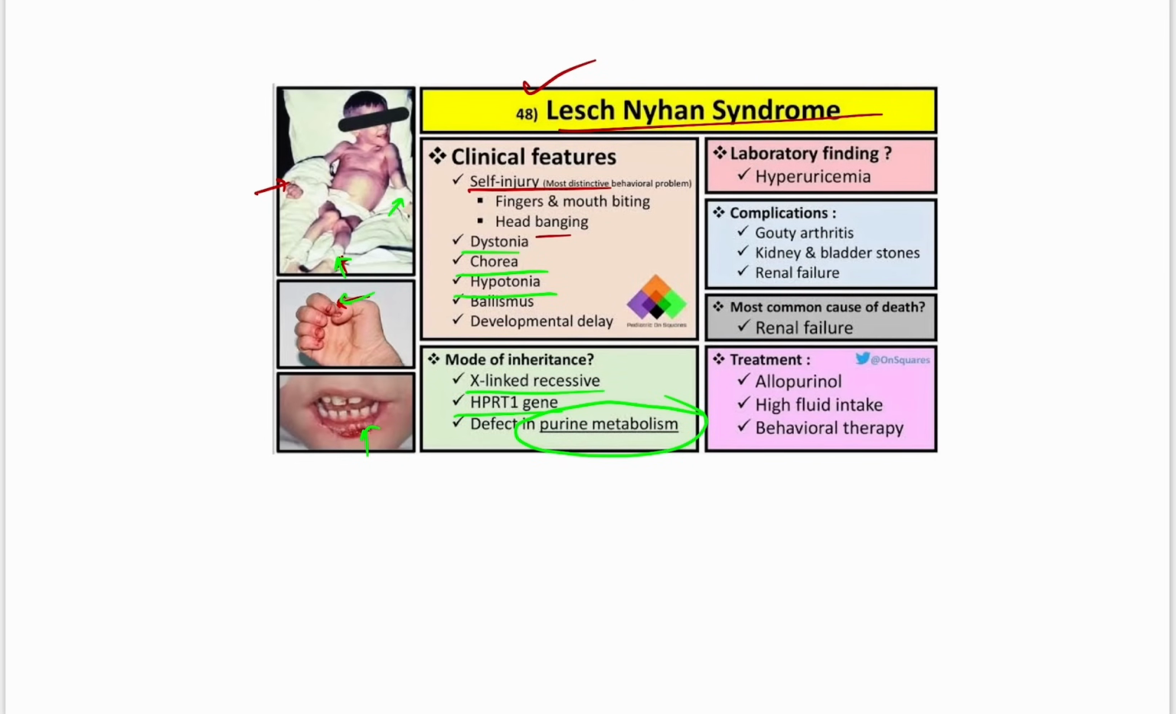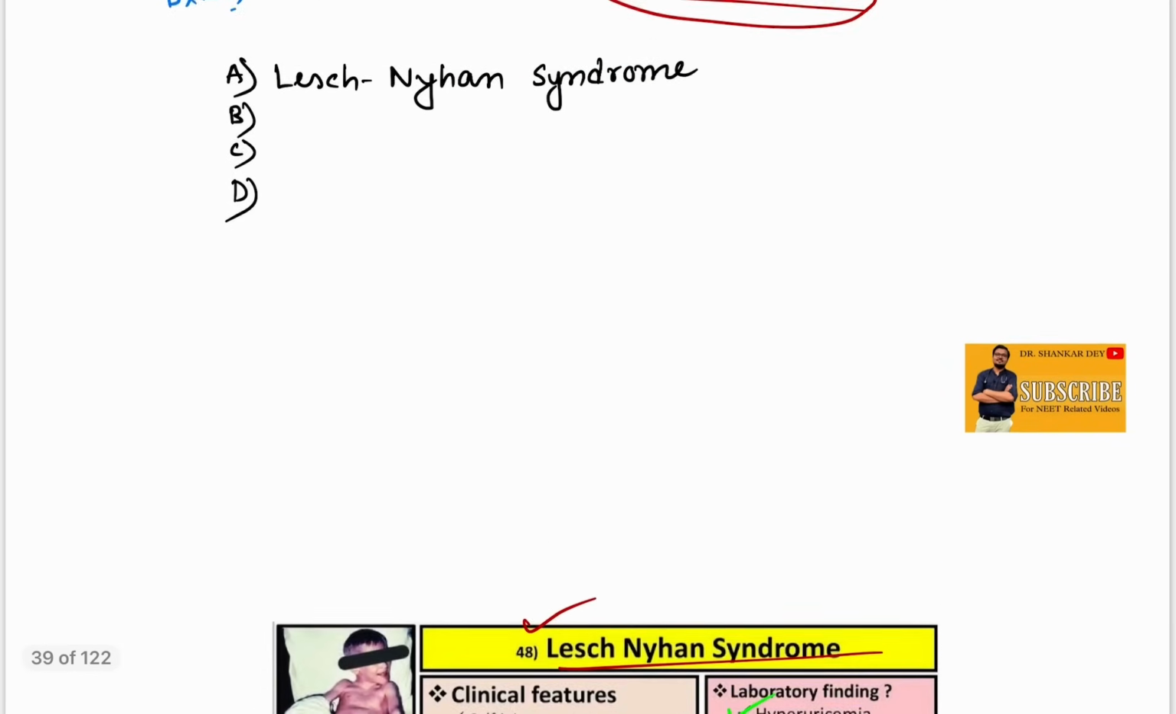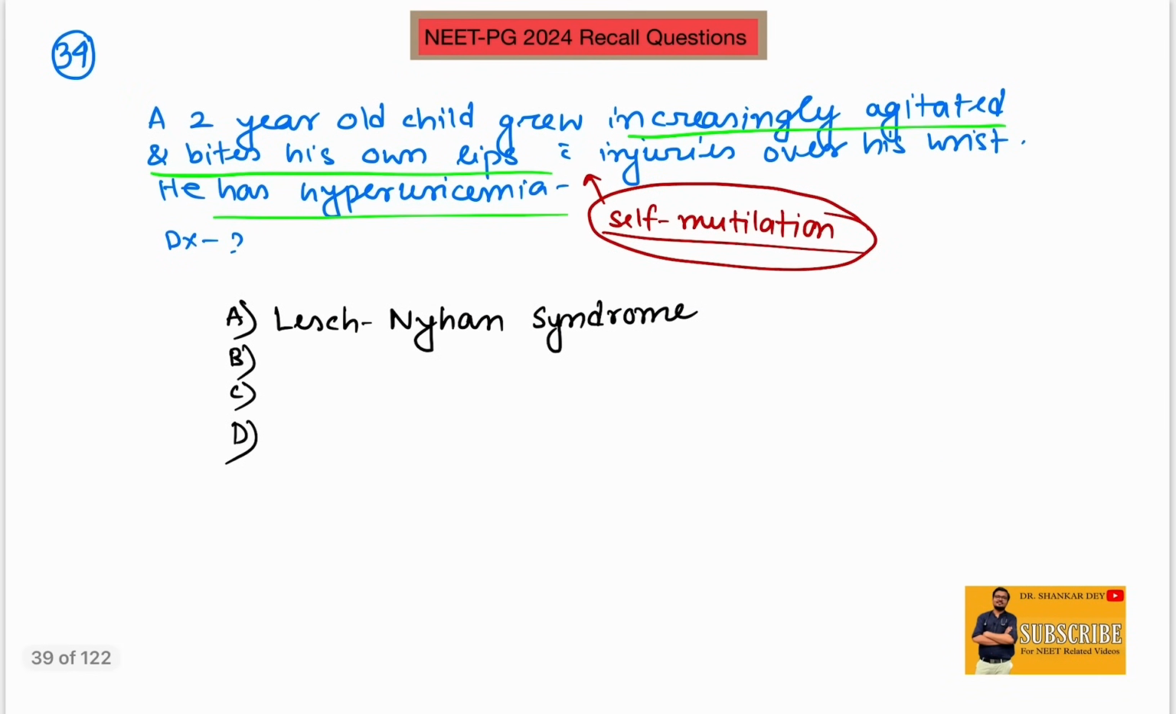This is an X-linked recessive disease, and one of the important findings is hyperuricemia because of abnormal purine metabolism. The complications are gout, kidney and bladder stones, renal failure, and treatment is to decrease uric acid with allopurinol, high fluid intake, and obviously behavioral therapy. In this case also the baby was agitated, so behavioral therapy is also needed. So this is characteristic of Lesch-Nyhan syndrome.